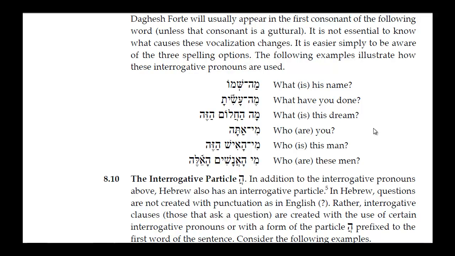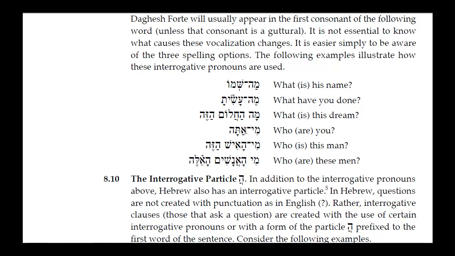Here are some examples to show how these interrogative pronouns are used. Ma shemo, what is his name? This is a noun with a pronominal suffix on it. We haven't gotten to that yet, but what is his name? Ma asita, what have you done? Ma ha chalom hazeh, what is this dream?